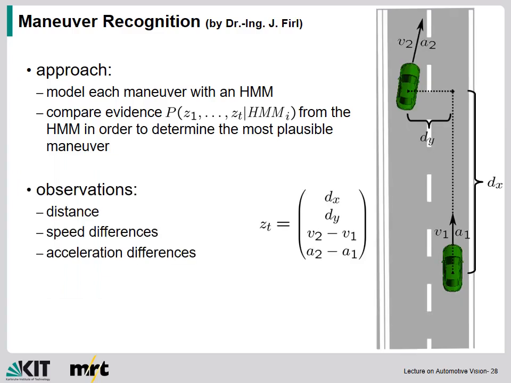The observations that he took were more or less just some distances of the two vehicles, so lateral and longitudinal distance of the two vehicles, and the speed difference and the acceleration difference. Since he was able to use a radar, the speed difference directly came out from the radar sensor, and the acceleration difference was also some derived variable from this speed difference.